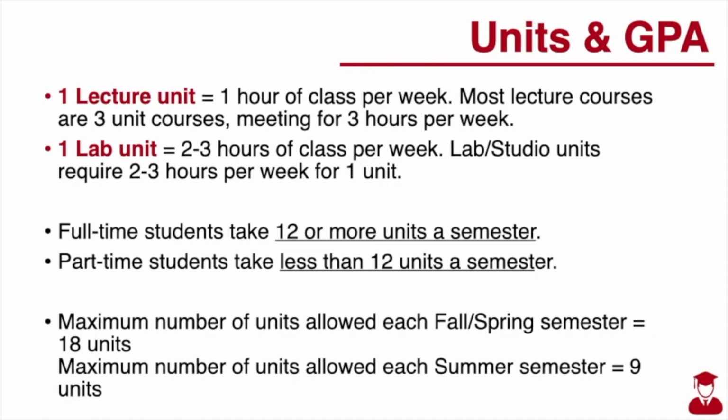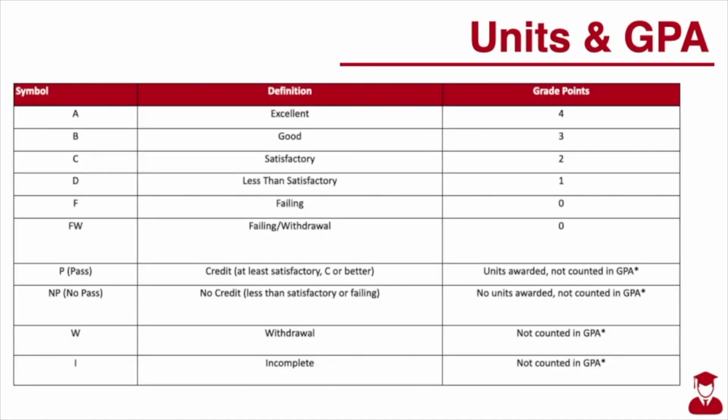Now that we've discussed what a unit is, let's look at what the GPA represents and how we do that. For example, your grade point average: if you get an A in a class, which is the symbol here on the left, you get grade points of 4. A B, grade points of 3. A C, grade points of 2. A D, grade point of 1. An F or an FW, you don't get any grade points for that.